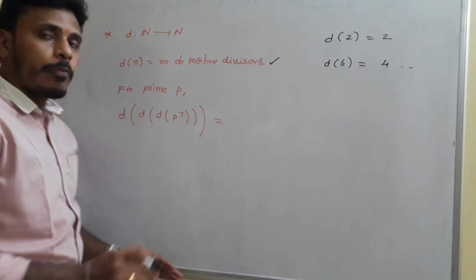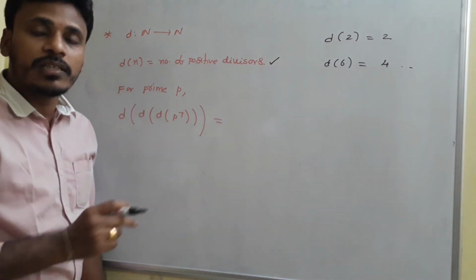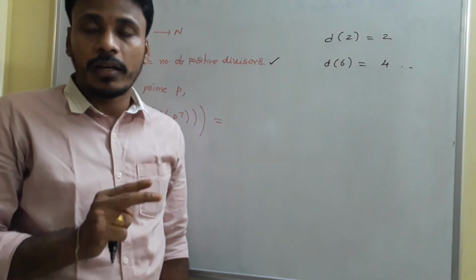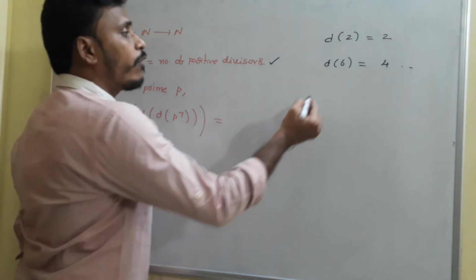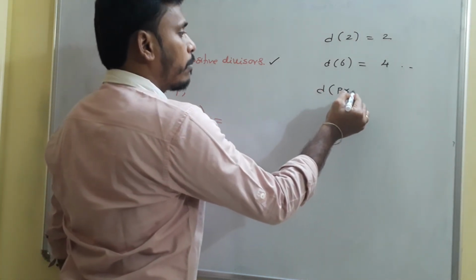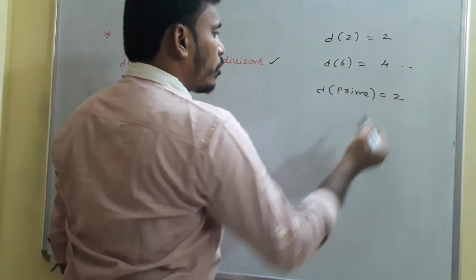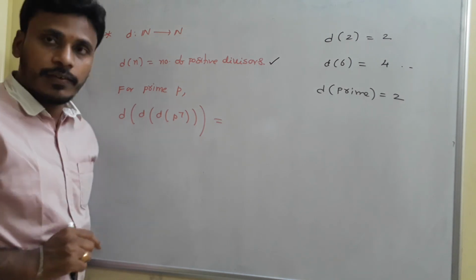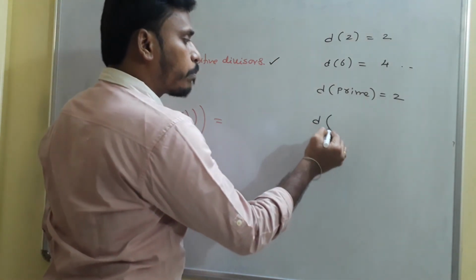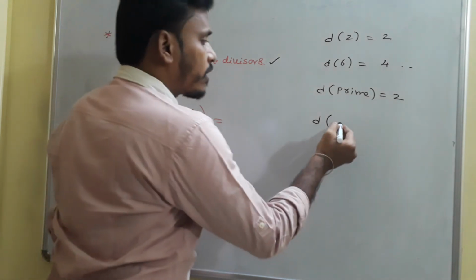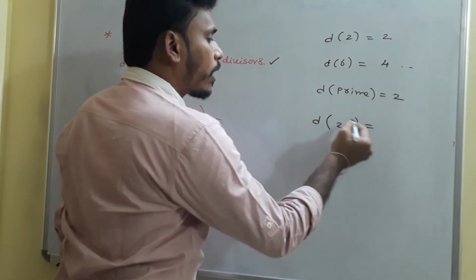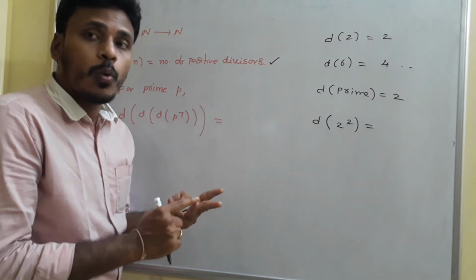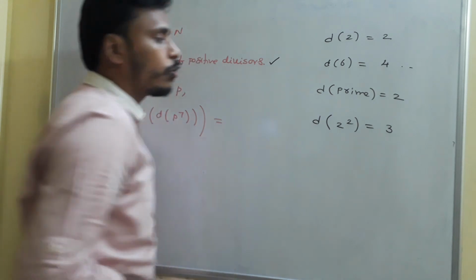So at present we need to think about the number of divisors or the number of factors for the prime numbers. As we know, every prime number has only two factors, 1 and itself. So d of a prime number is always 2. d of 2 is 2, d of 3 is 2, d of 5 is 2, right? But here it is d of p power 7. I need to think for that prime number to the power some other number. If I say d of 2 square, what are its factors? 1 is a factor, 2 is a factor, 2 square is a factor. So it has 3 positive factors.